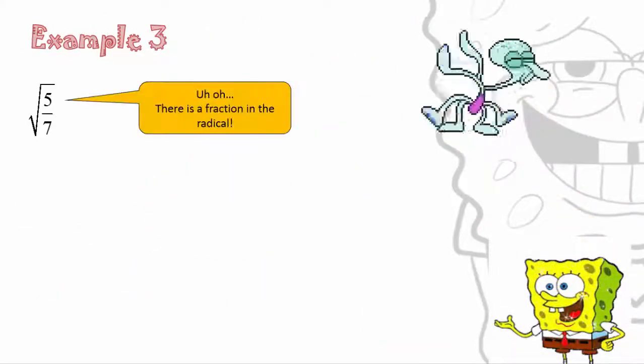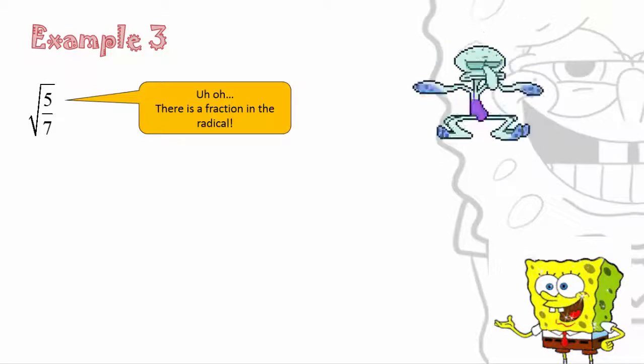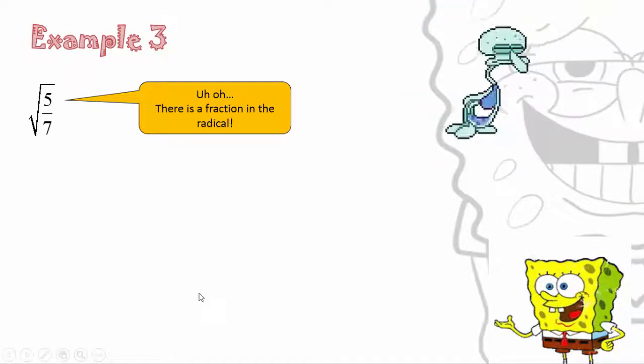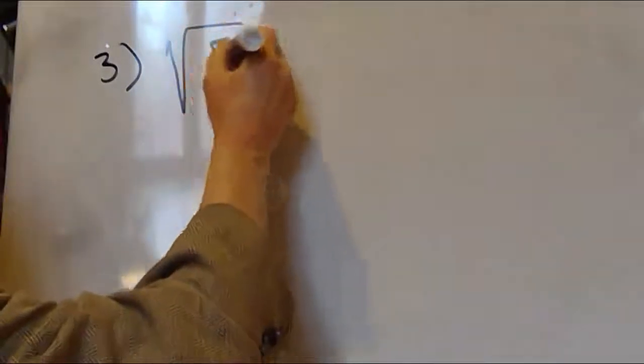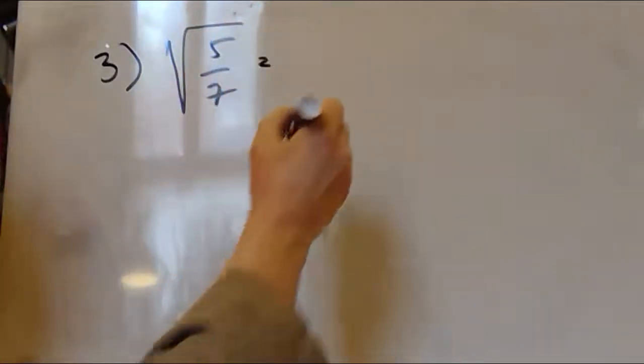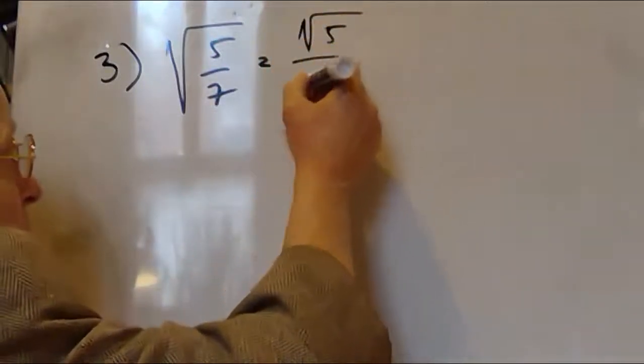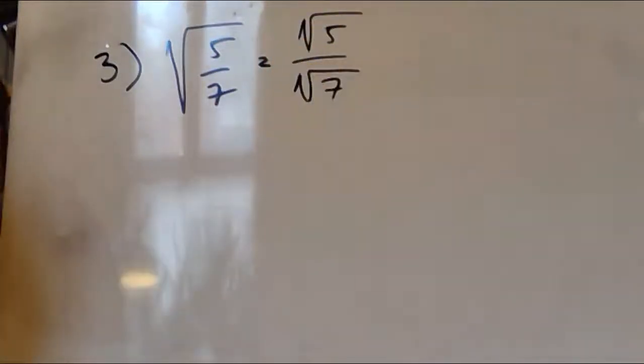In example number 3, there's a fraction in the radical. So now let us go over to the whiteboard and work this one out and see how we can resolve this issue. Now sometimes you can't use any of the tricks that I just showed you. So for example, if we look at the next example, example number 3, and we have the square root of 5 over 7. And then what I do is I'll go square root of 5, square root of 7. That doesn't help us.